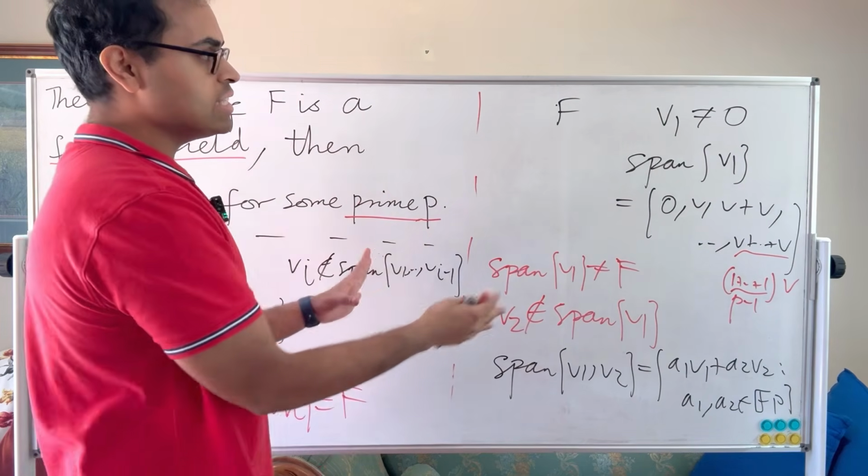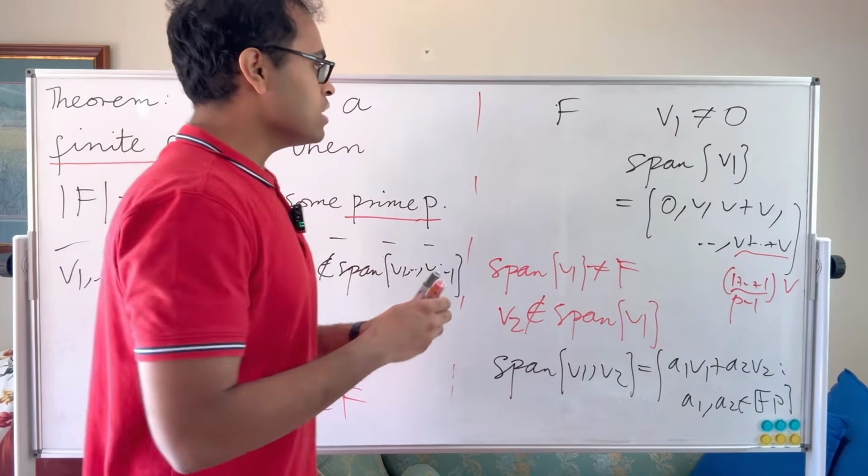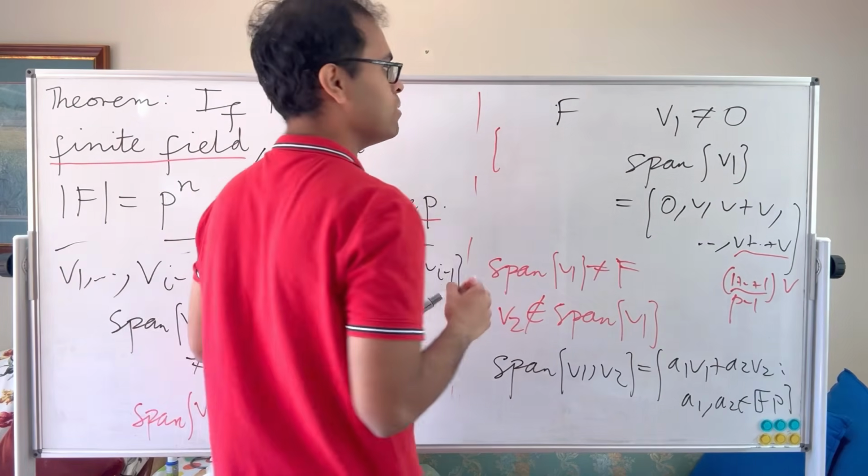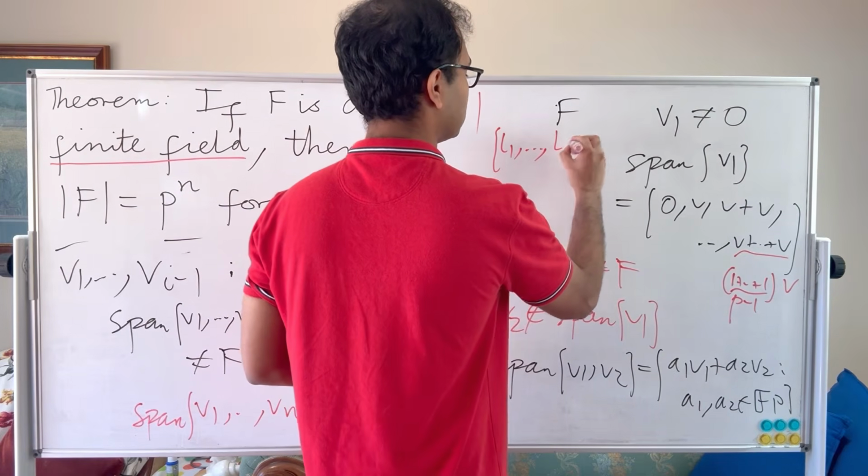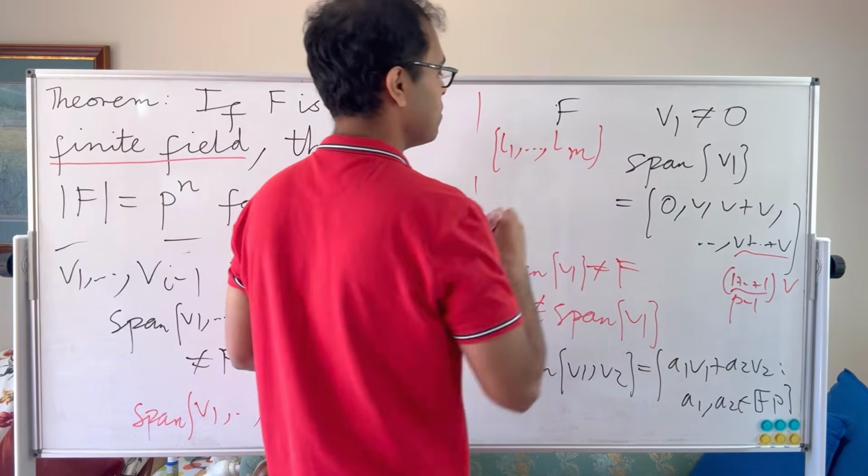But when you have finite sets like F, you can index, you can label all the elements of F as, let's just say, for example, L1 dot dot dot LM. Okay, you can label them. You can make a choice.